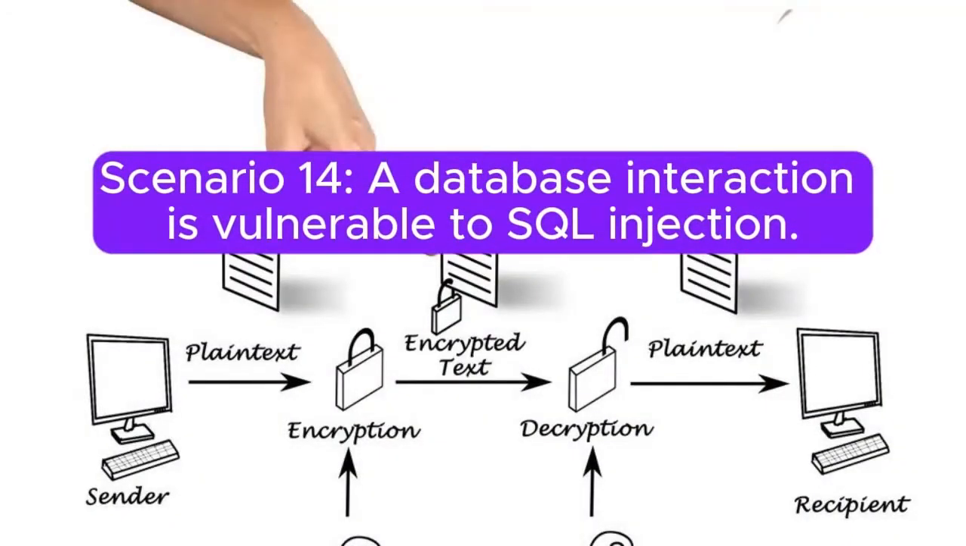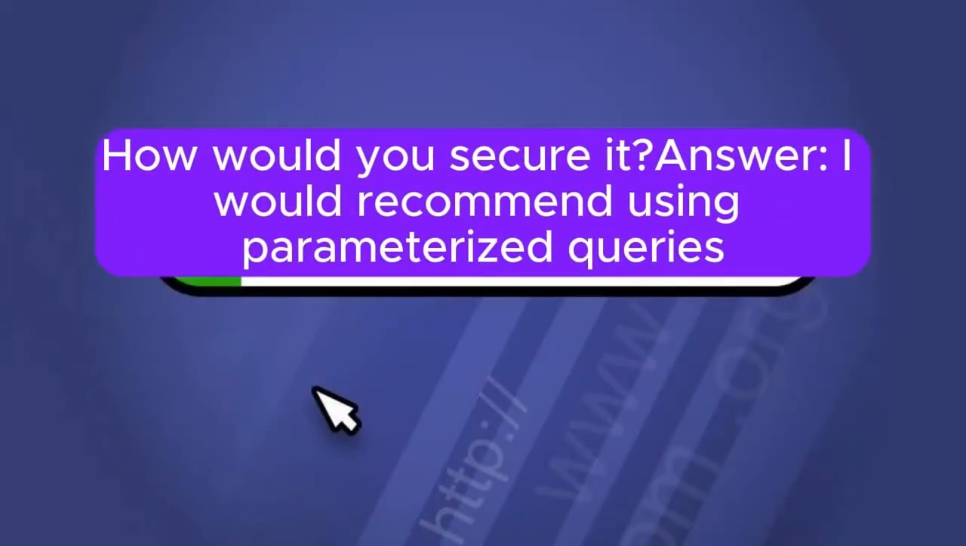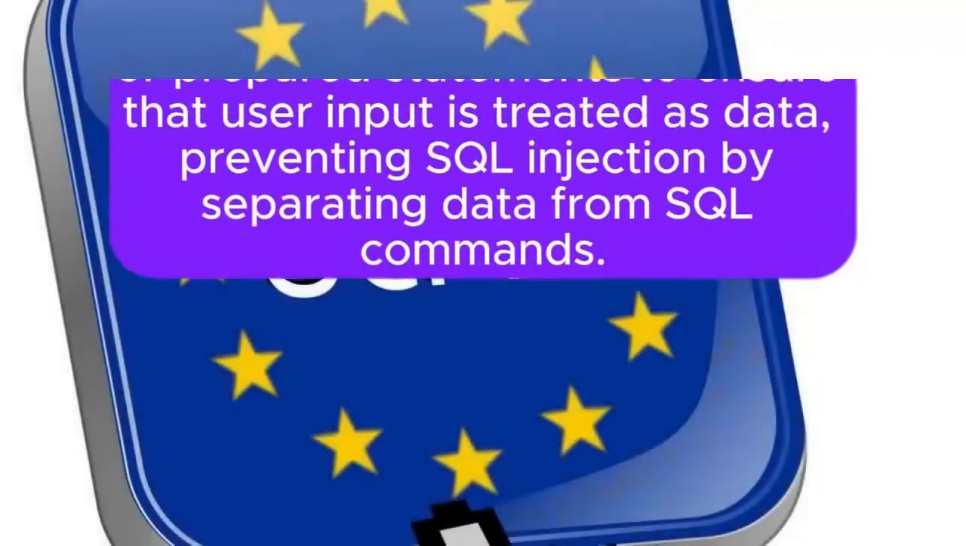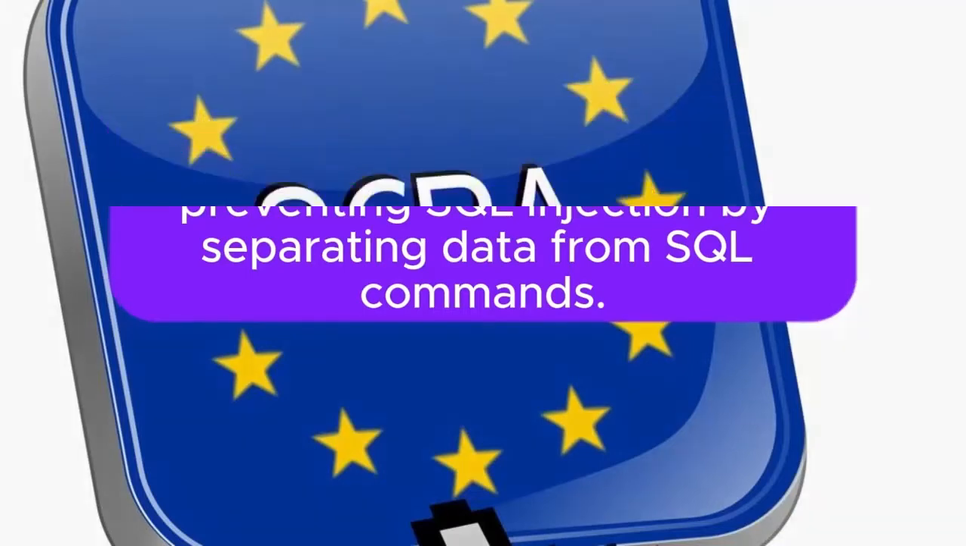Scenario 14: database interaction is vulnerable to SQL injection. How would you secure it? Answer: I would recommend using parameterized queries or prepared statements to ensure that user input is treated as data, preventing SQL injection by separating data from SQL commands.